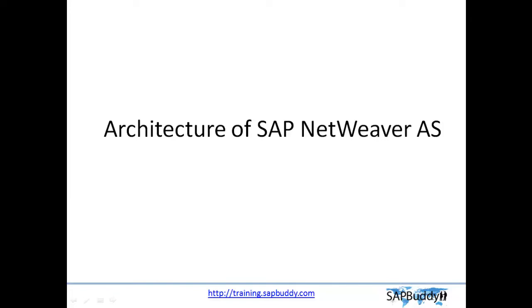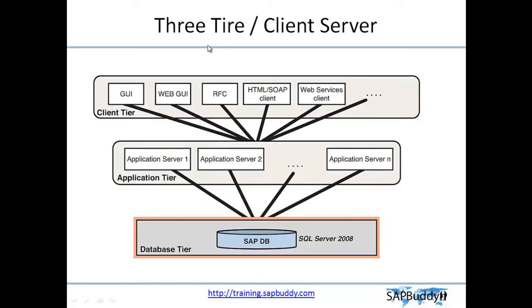It is very important as a Basis consultant that you understand the underlying technology in SAP systems. As we've seen previously, SAP is a three-tier architecture and also a client-server architecture. So what is meant by three-tier architecture? SAP R/3: the 3 represents that it has three different layers, three tiers. The first one we call the presentation layer, then the application layer, and the database layer. Here we say client tier, application tier, and database tier.